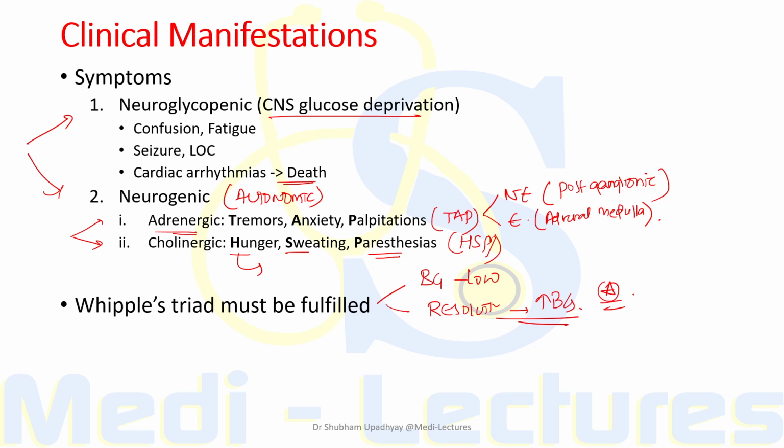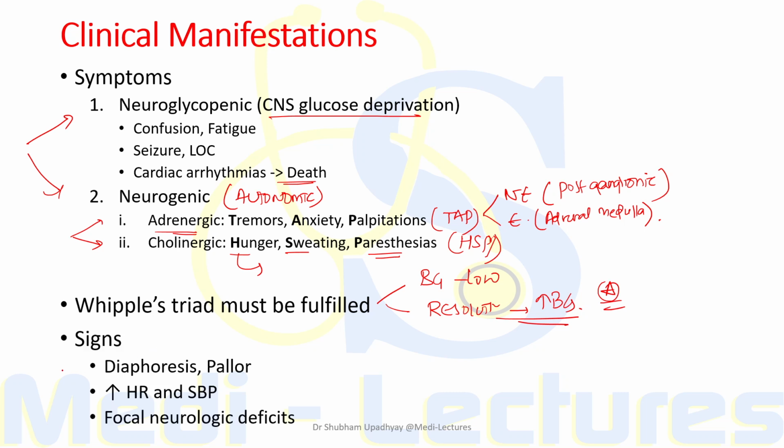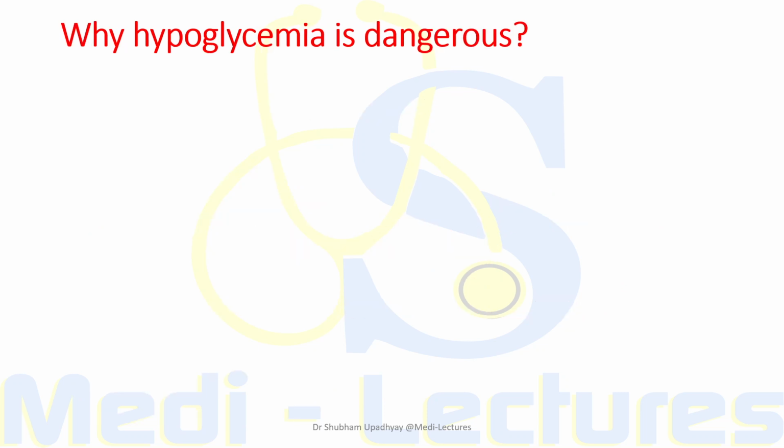Now what can be the common signs? These include diaphoresis, pallor, increase in heart rate, systolic BP. Now neuroglycopenic manifestations can be observed. Transient focal neurological deficits are common, but rarely permanent focal neurological deficits can also occur. So we are talking about hypoglycemia, but why is this hypoglycemia dangerous?